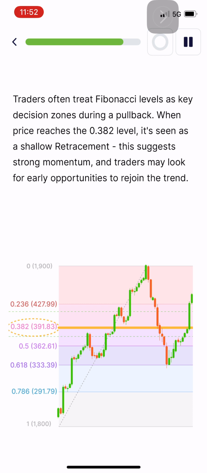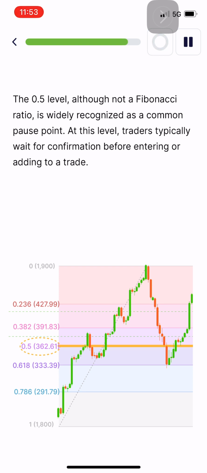Traders often treat Fibonacci levels as key decision zones during a pullback. When price reaches the 0.382 level, it's seen as a shallow retracement. This suggests strong momentum, and traders may look for early opportunities to rejoin the trend.